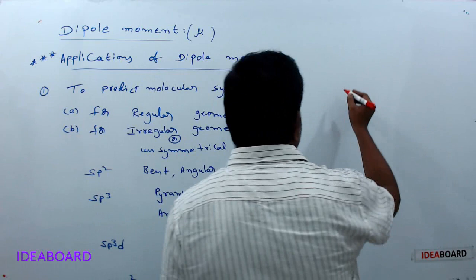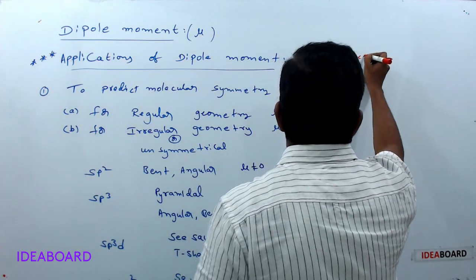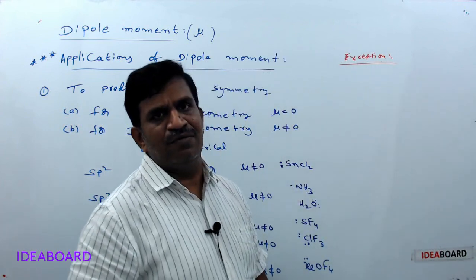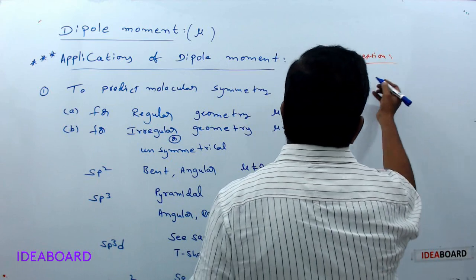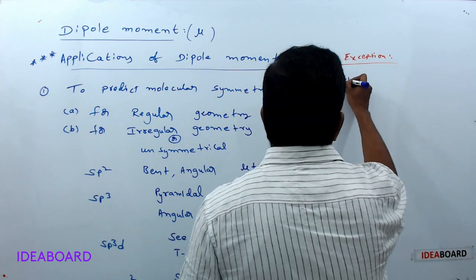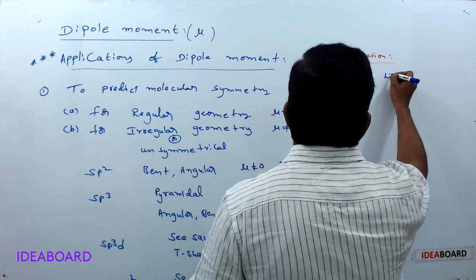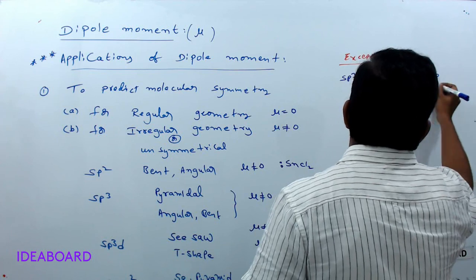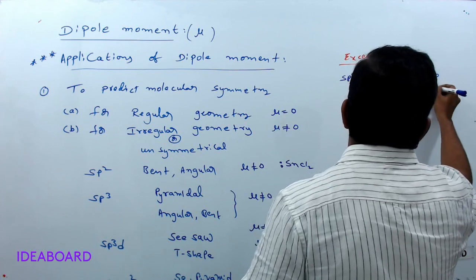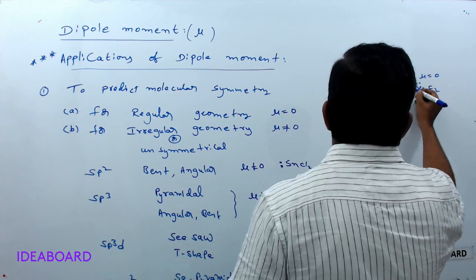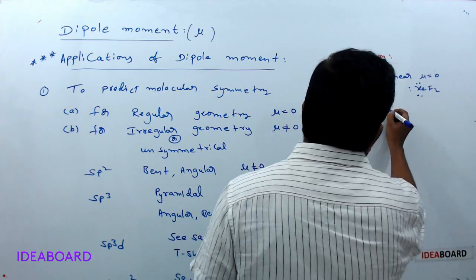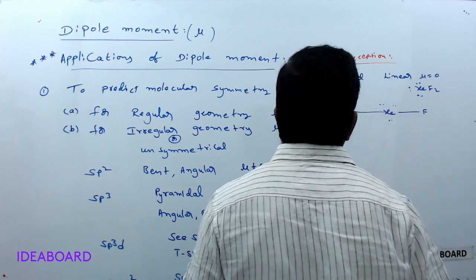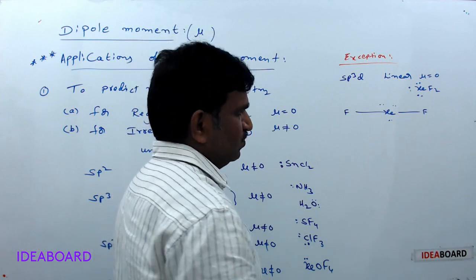And there is a little bit of exception for this concept. Exception means we can't always say that lone pair containing molecules have dipole moment. One exception I am giving: sp3d hybridization with linear molecular shape has zero dipole moment. The example for this is XeF2 molecule. Even though it contains three lone pairs on xenon, their dipole moment is 0.